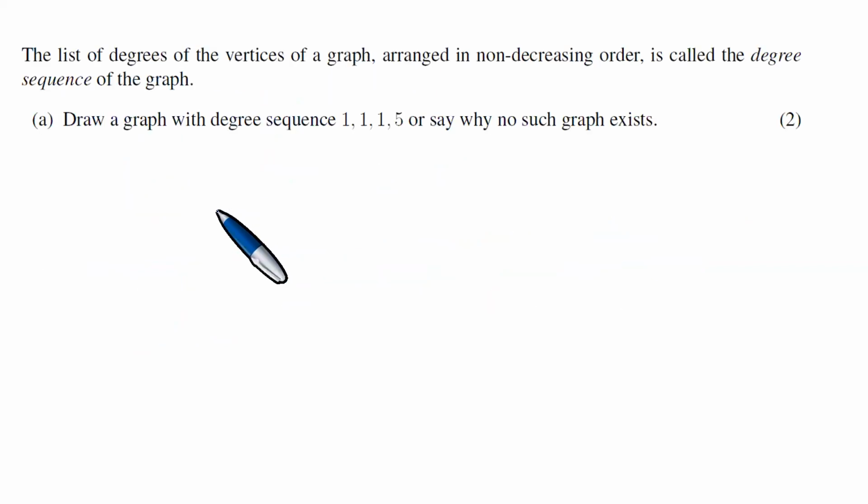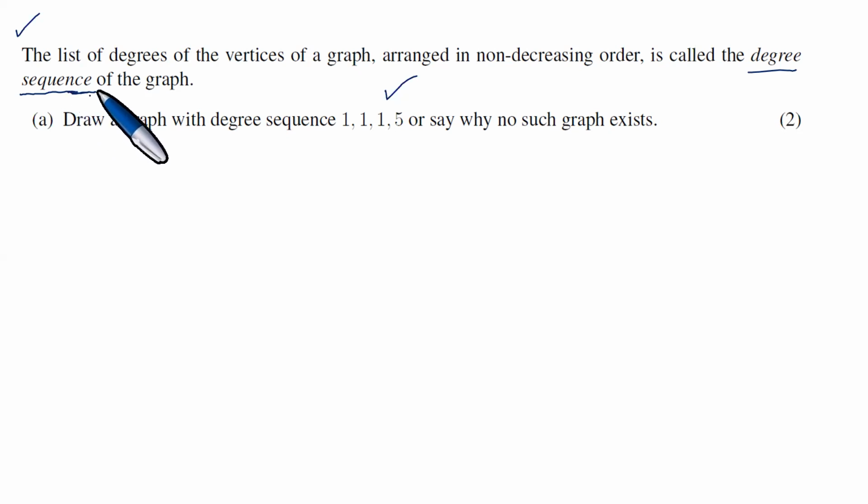Now I was speaking about these yesterday. You can be given things like degrees, right? The list of degrees of the vertices of a graph arranged in non-decreasing order is called a degree sequence. Look at this. This is a good question. I decided to bring this one because it is so good. Why is it so good? Because it's giving us a definition. They're defining a degree sequence for us so that we can be sure what a degree sequence is.